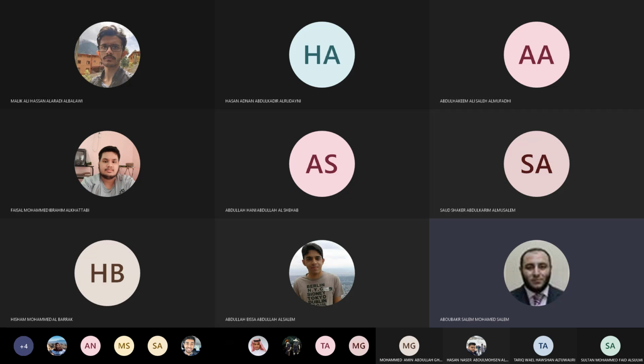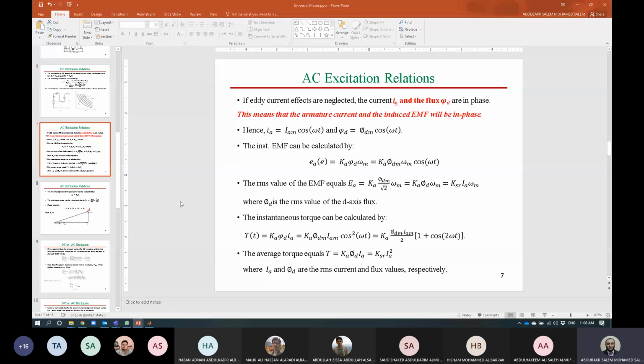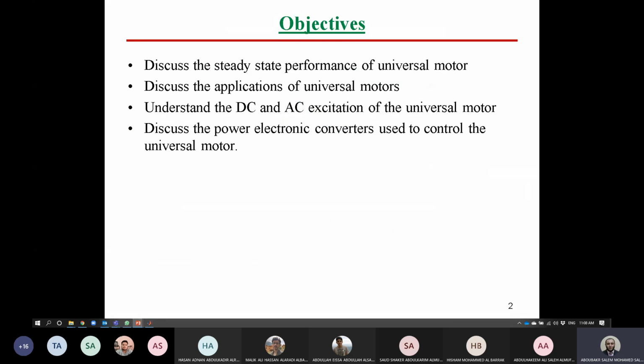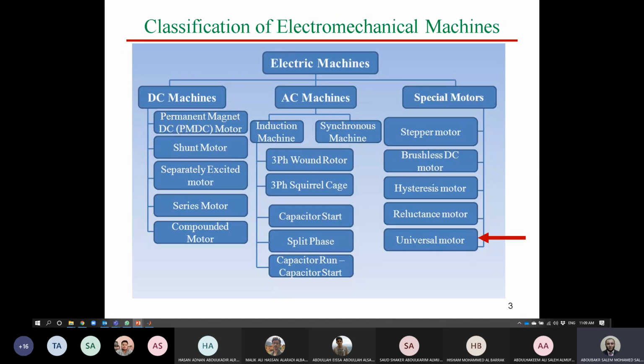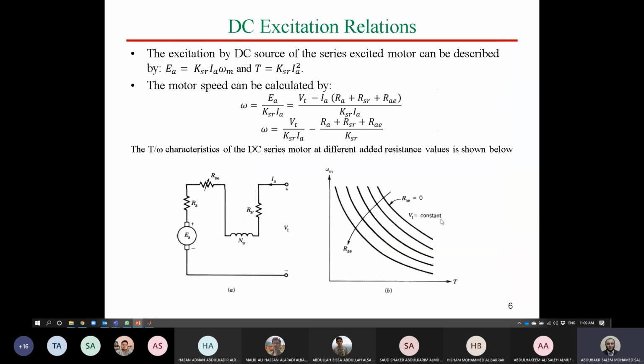Continue discussing the remainder part in the universal motor, and we will start, inshallah, the single phase induction motor. So just to remind you of the previous class, I will start from the beginning. We saw that the universal motor is one of the special motors. Then we understood the construction of the universal motor.